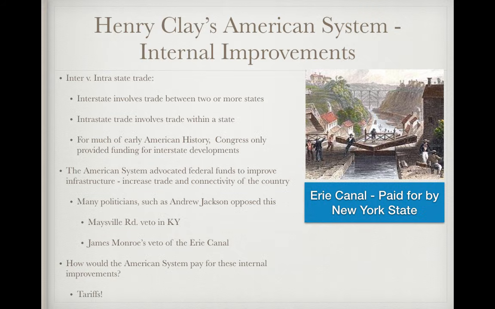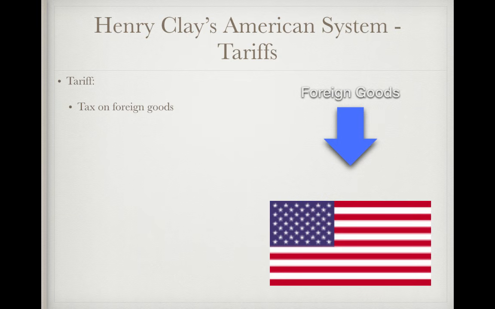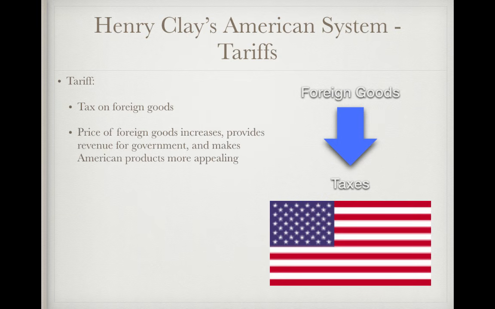So how would the American System pay for these internal improvements? The answer is tariffs. So let's go to the third part of the American System. Tariffs. If you remember, tariff is a tax on foreign goods. So we have foreign goods coming to America, but before they get here, there is a tax on it which increases the price. So the price of foreign goods increases, provides revenue for the government, and makes American products more appealing because foreign goods are more expensive.